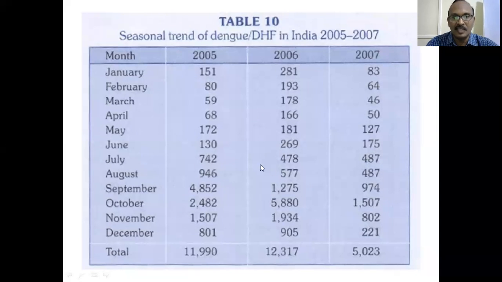Likewise, in 2006, we again find that the number of cases has increased tremendously from July and peaks up to November. Likewise, in 2007, we again note that the number of cases is higher in the month of July and ending up to November.